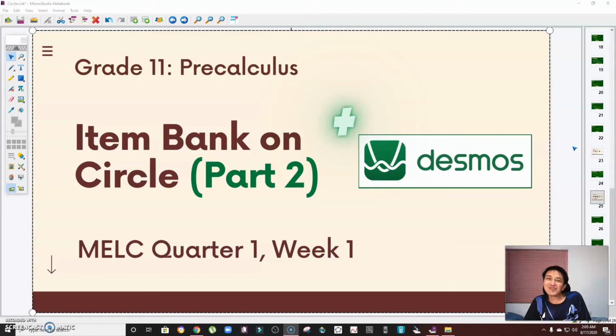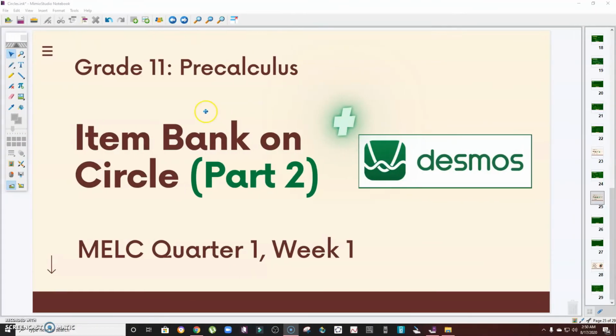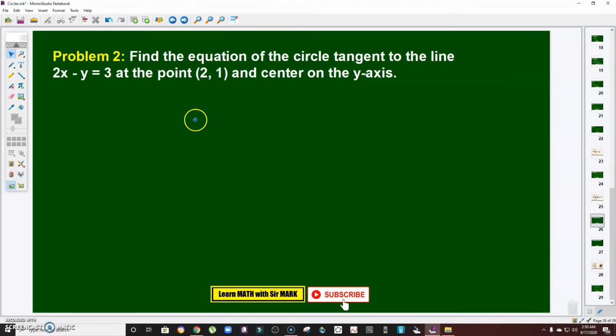So, let's begin! Okay, problem number 2. Find the equation of the circle tangent to the line 2x minus y equals 3 at the point (2, 1) and center on the y-axis.